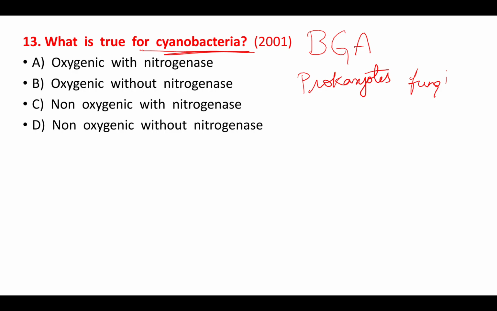It is said to be oxygenic, and there is one enzyme here called nitrogenase. They are said to be what? Oxygenic phototrophic bacteria. And nitrogenase, why? Because they fix what? Atmospheric nitrogen in the soil. So here they are said to be oxygenic and with an enzyme called nitrogenase.